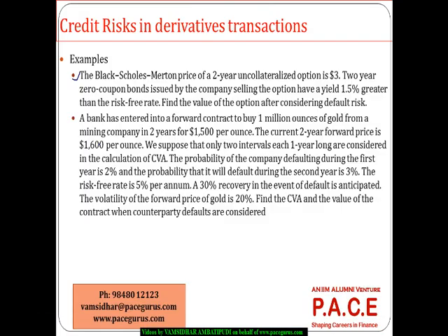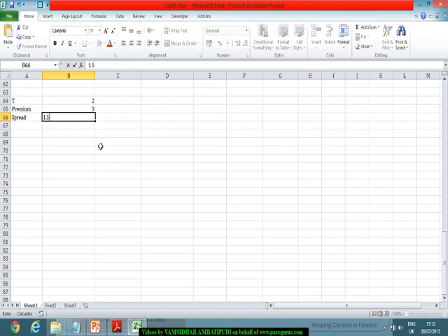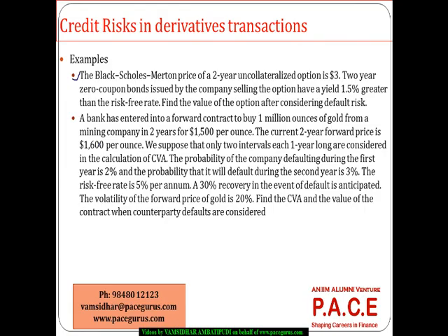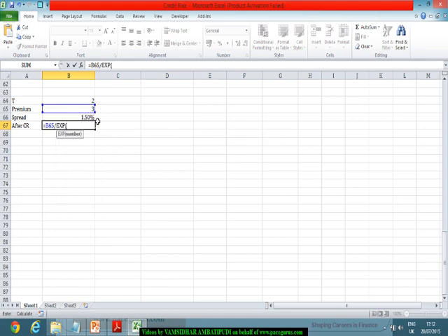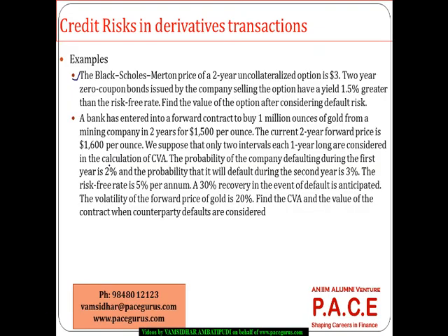A 2-year zero coupon bond issued by the company selling the option has a yield 1.5% greater than the risk-free rate. So the spread is 1.5% more than the risk-free rate. Find the value of the option after considering the default risk. Now, this is under the risk-free rate. So after credit risk, if I want to find out the option premium, it is nothing but 3 divided by e to the power of RP, which works out to around 2.91. This would be the value of the option after considering the credit risk.